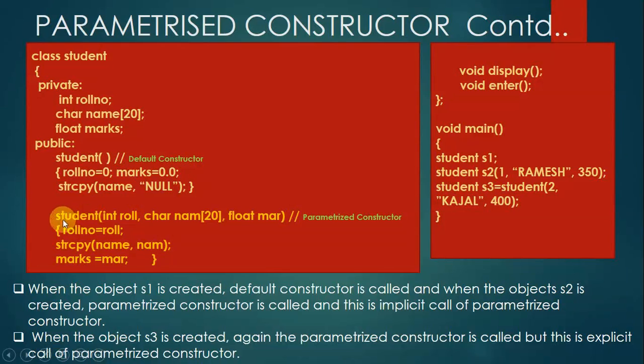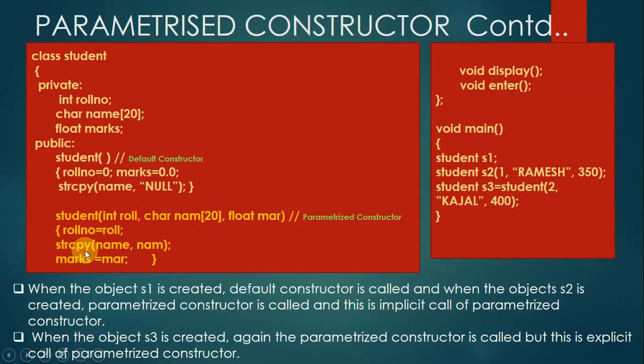As we have talked, this again has the same name as that of the class. You can see student is the same name as that of the class, and I am passing arguments here. The arguments are the same as the data members. We are passing the values of data members as arguments here. You can see here I'm assigning the value roll to the data member roll number.